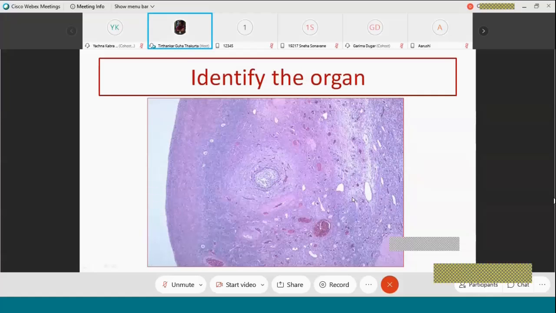Can you identify this organ? It's an organ with a dense stroma, multiple round structures which are small, and one round structure that is big.